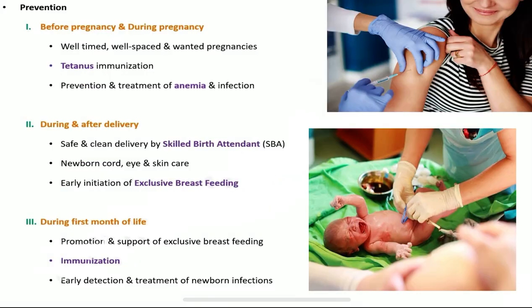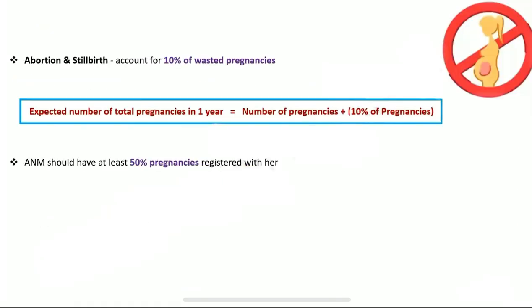So with this, we come to an end of the perinatal mortality. I hope everything is clear.